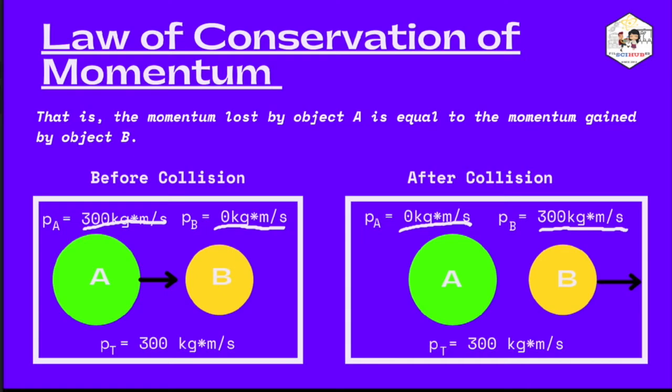But looking at the whole system, or the total momentum of both objects, we see that they are actually equal. They are the same. And this is what the law of conservation of momentum states, that the total momentum in a system is conserved or is constant. So the total momentum will not change even before or after a collision.